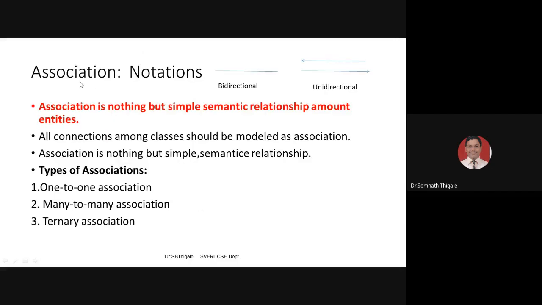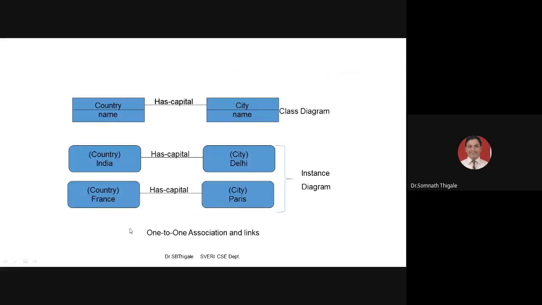Then we discussed association: no arrow for bidirectional, arrow for unidirectional, and types of association relationship, one to one, many to many, and ternary association. For one to one, I told you to remember a simple example: a country has a capital. So country and capital is exactly a one to one association relationship. My screen is visible. Am I audible?